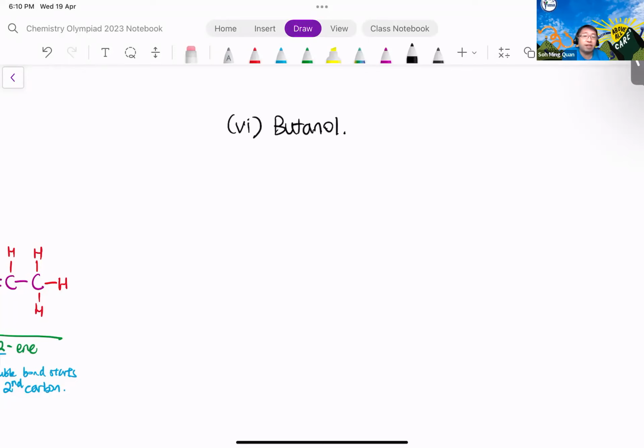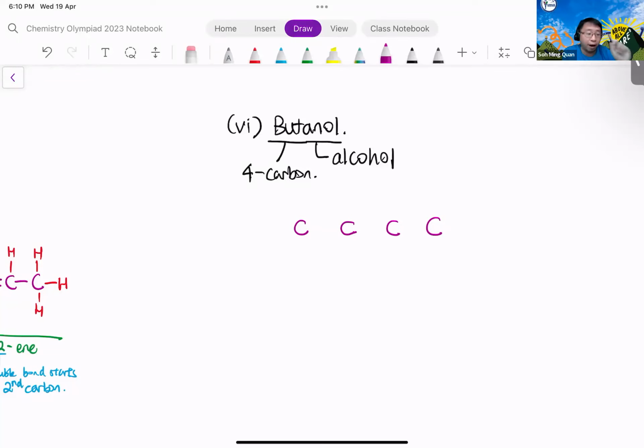So again, you can see from the name, "ol" reminds you of alcohol, but means 4 carbon. So you remember what Mr. Tan just said: but is 4 carbon, ol means alcohol. 4 carbon, you must lay out the carbon first. 1, 2, 3, 4. Once you have laid out the carbon, draw the functional group.